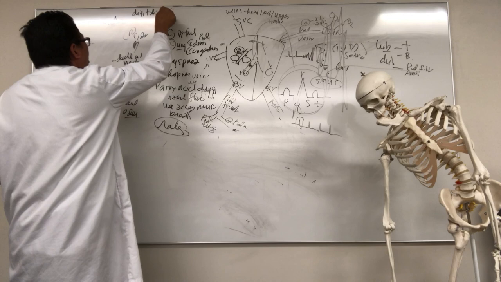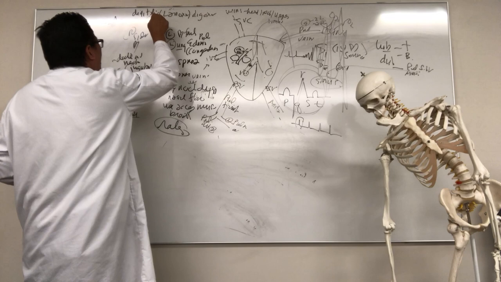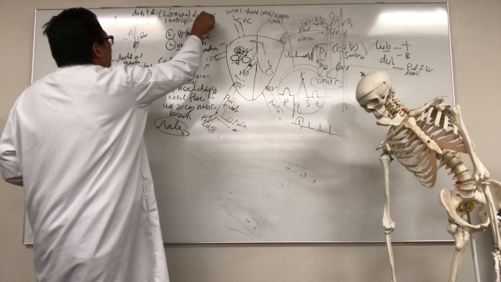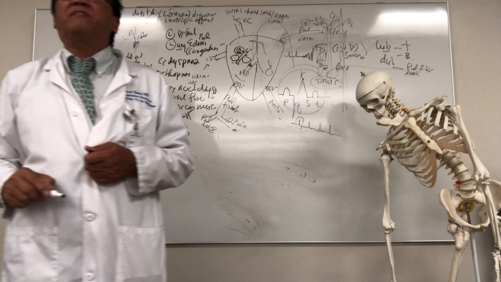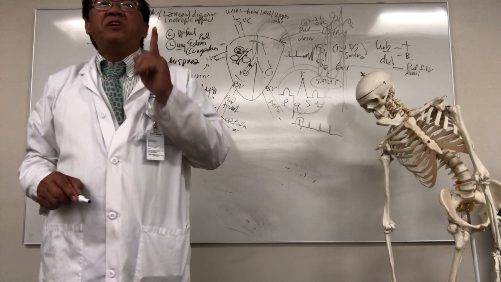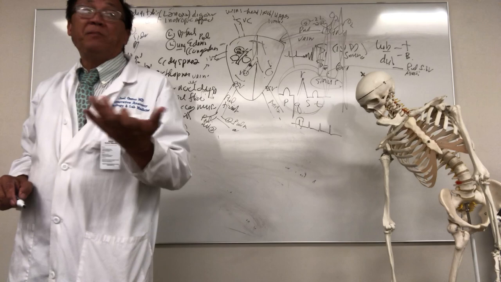Or Lanoxin, digoxin. It's called positive inotropic effect. What do you mean by positive inotropic effect? I-N-O-T-R-O-P-I-C effect. It increases myocardial contractility. Increases myocardial what? Contractility, in other words, makes the muscle stronger in simple terms. It has to do with the sodium potassium pump.